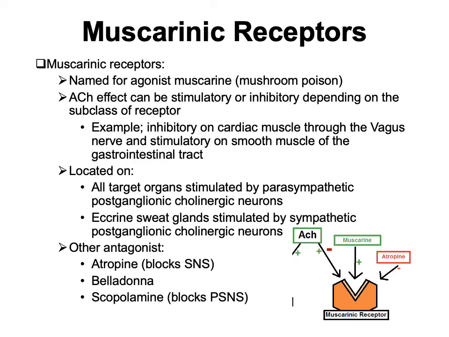tract. These muscarinic cholinergic receptors are located on all target organs stimulated by the parasympathetic postganglionic cholinergic neurons, and eccrine sweat glands stimulated by the sympathetic postganglionic cholinergic neurons. Other antagonists of muscarinic receptors are atropine, and then belladonna, also known as nightshade, and scopolamine, which is an antiemetic for nausea and dizziness, and it blocks parasympathetic nervous system neurons.